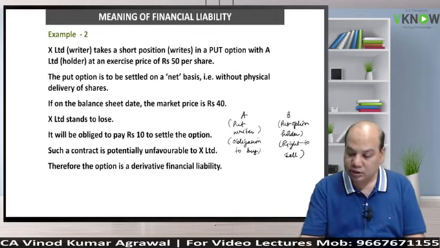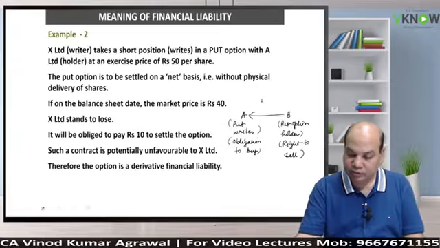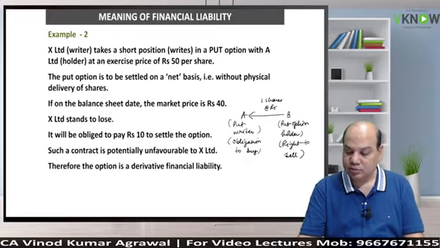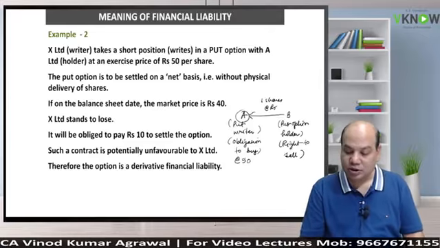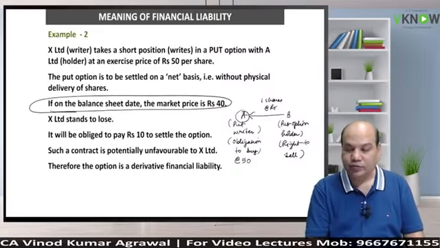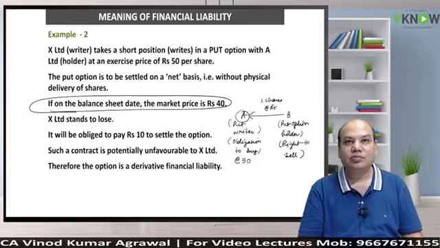So what is the contract? The contract is that B has a right to sell to A one share at rupees 50. Look at it from A's point of view. A has an obligation to buy at 50 rupees. Come what may, it has an obligation to buy at 50 rupees. Now the market price is 40. The price of the share has gone down.